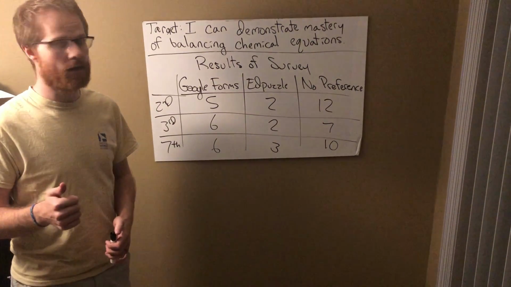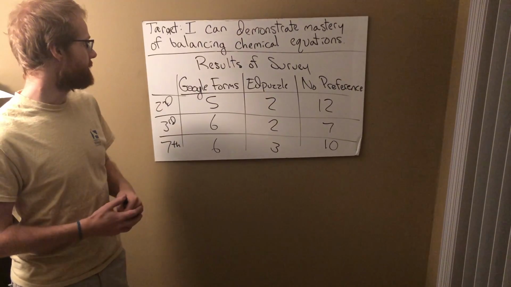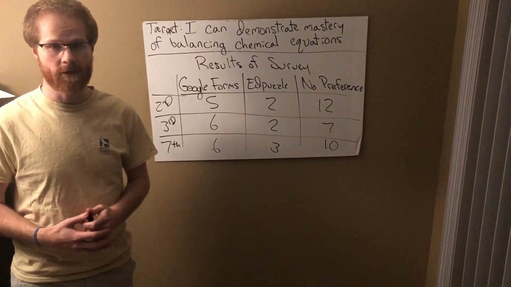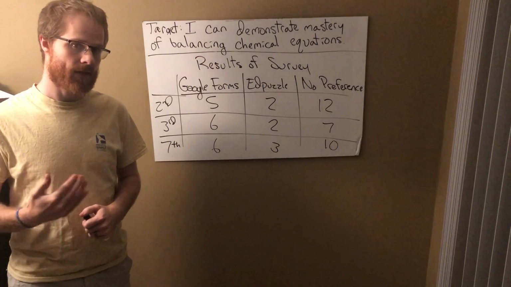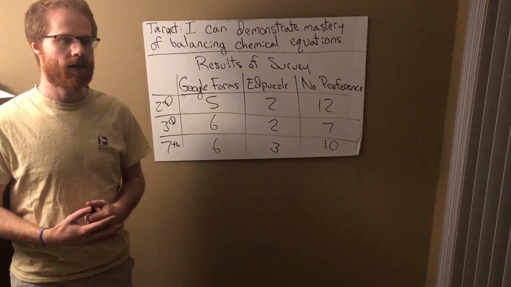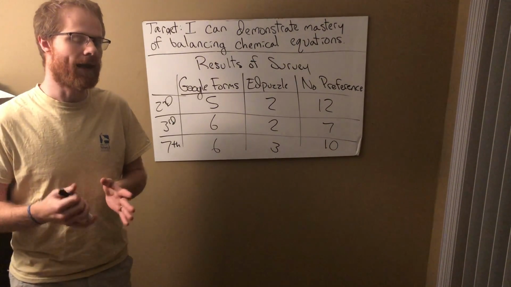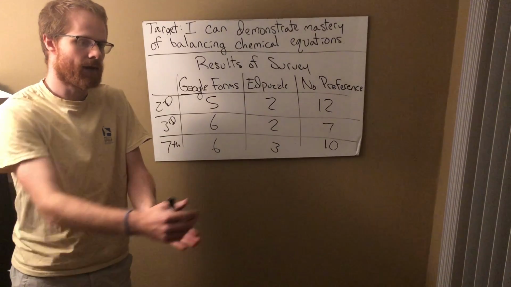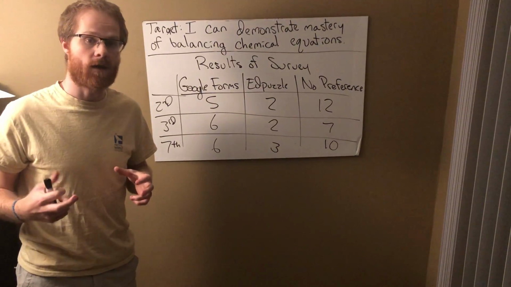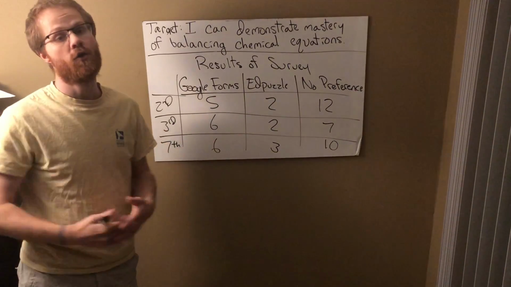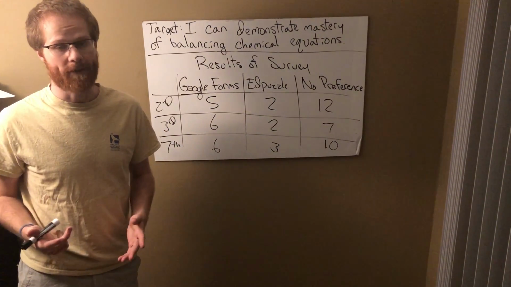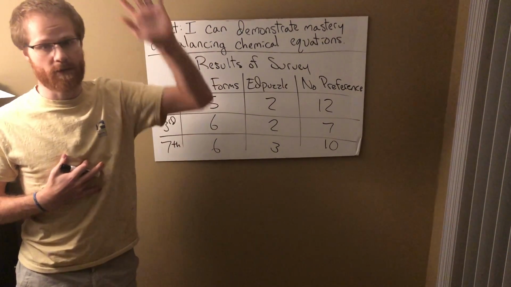Cool. Today's target is to demonstrate mastery of balancing chemical equations. What is mastery? For me, mastery is basically saying you can do and understand the process, right? I can give you an unbalanced equation and you can follow the steps to balance it. You may make mistakes along the way, okay? Everyone makes mistakes, myself included.